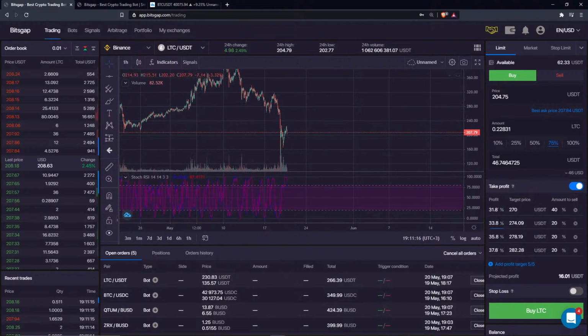Let me just demonstrate real quick on Litecoin. Okay, we have this target, but maybe let's have it at 5%. Then the next is going to be somewhere around 10%. The next is going to be, let's say, 20%. And the next at, well, make it 30%. And also you can decide the amount in percentage that you are willing to sell at each of these take profit orders.